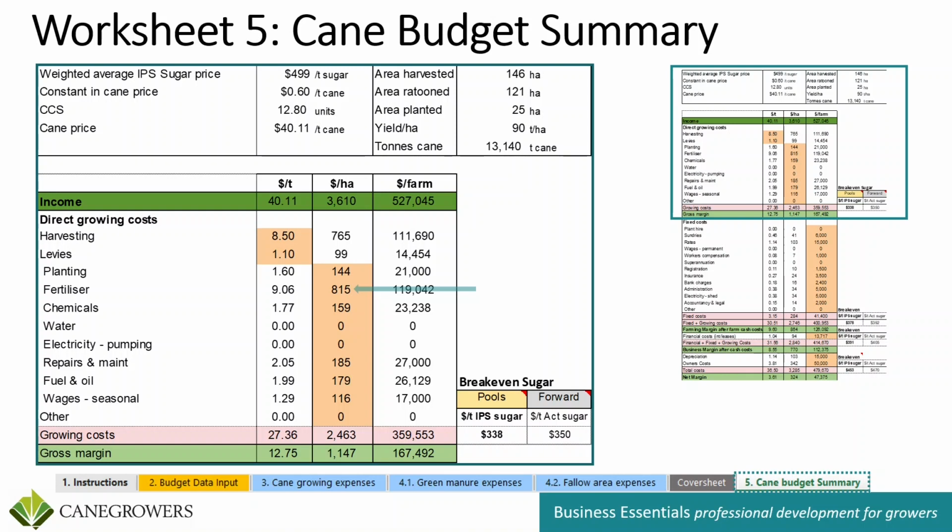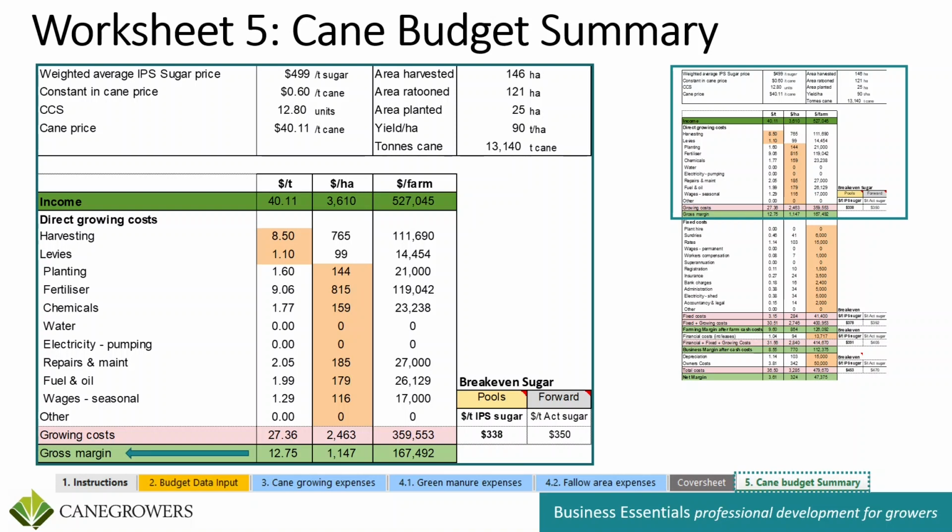The bottom line in this section is the gross margin, which is the gross income less the directly attributable variable costs of growing the crop. The gross margin is really important in providing a basis for comparison between crop enterprises to indicate their relative profitability. For example, how does the cane gross margin compare to, say, soy or corn? Bear in mind, there may also be capital inputs to consider, which are not in the gross margin.